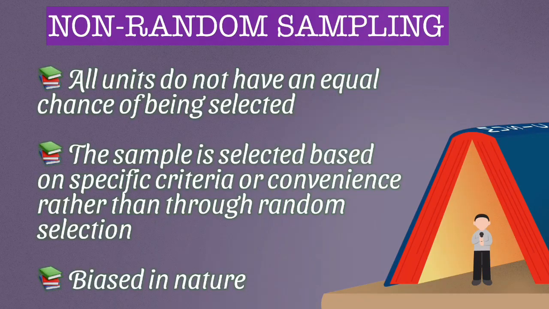Is there any other way of selection? What if I had to decide whom to invite and whom to leave out? I might invite those friends who are more friendly with me and are also staying close to my house. In this case, I'm using some judgment or some kind of bias in selecting 10 friends. This way of selecting is not random selection. In non-random sampling method, all units do not have an equal chance of being selected and the sample is selected based on some specific criteria or convenience rather than through random selection. In other words, non-random sampling is biased in nature.